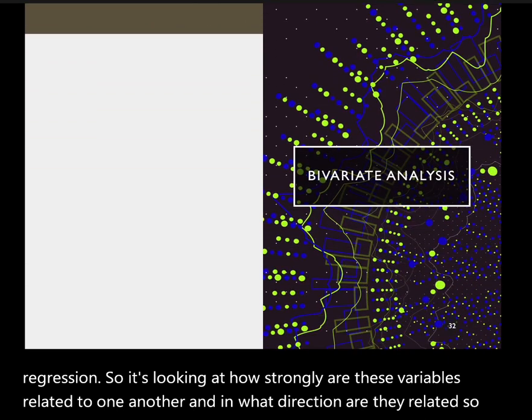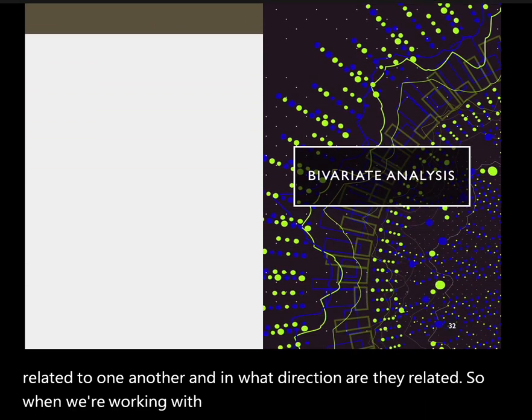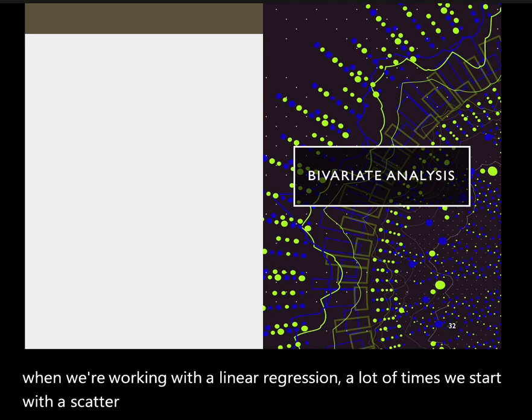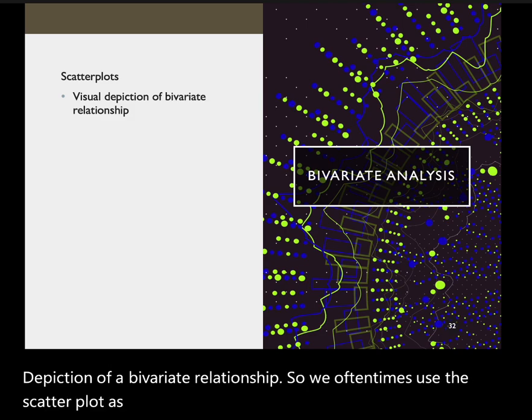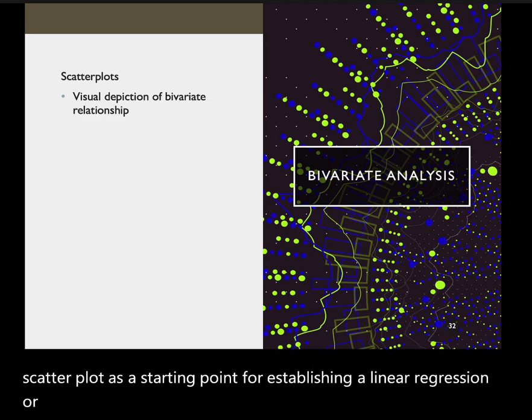So when we're working with a linear regression, a lot of times we start with a scatter plot. A scatter plot is a visual depiction of a bivariate relationship. So we oftentimes use the scatter plot as a starting point for establishing a linear regression or a linear model.